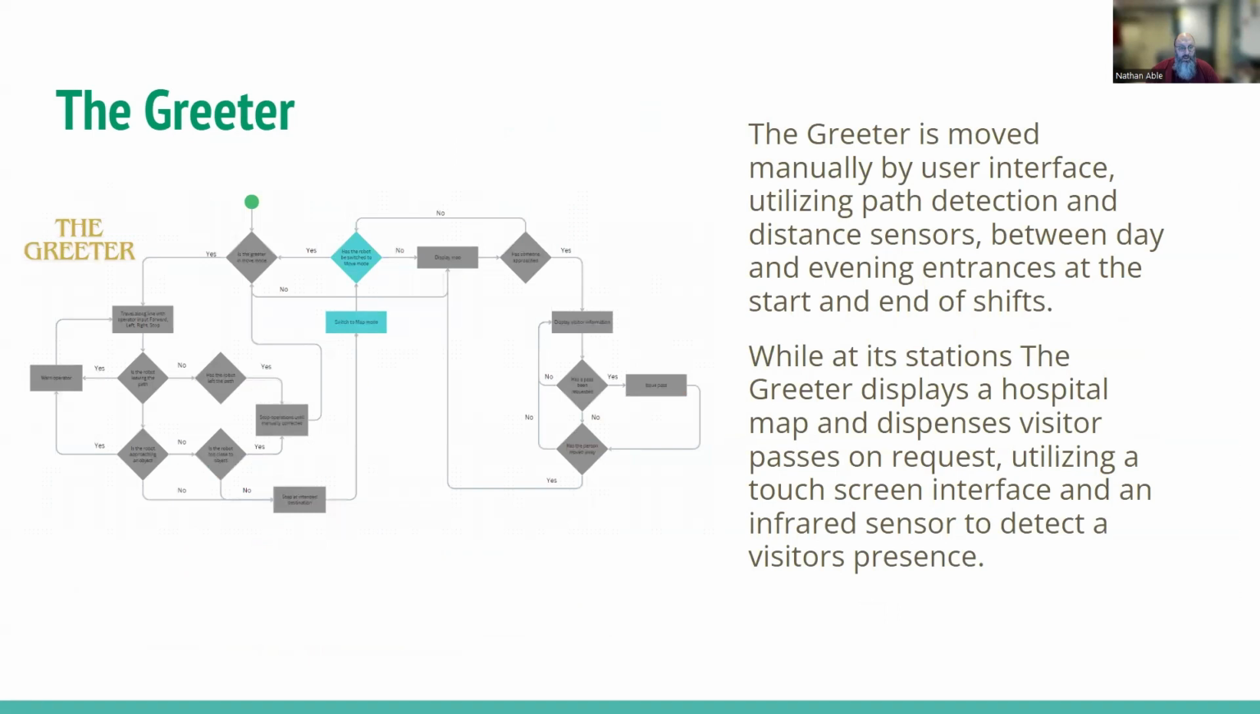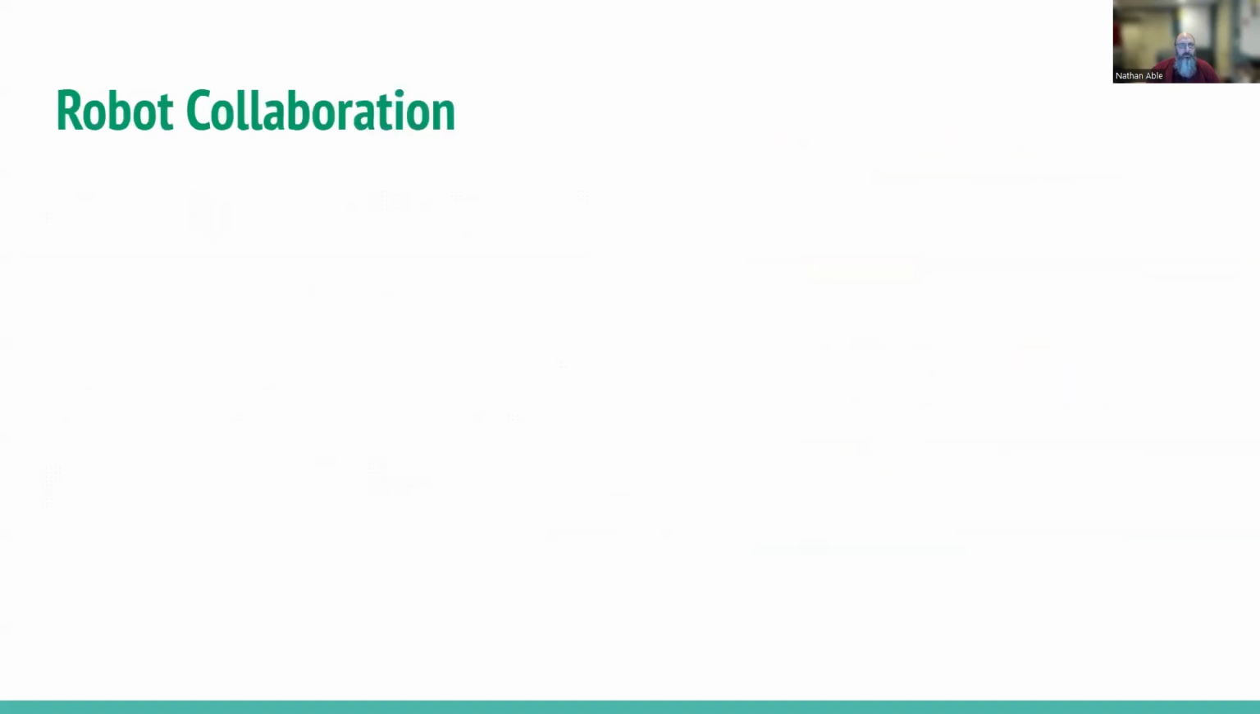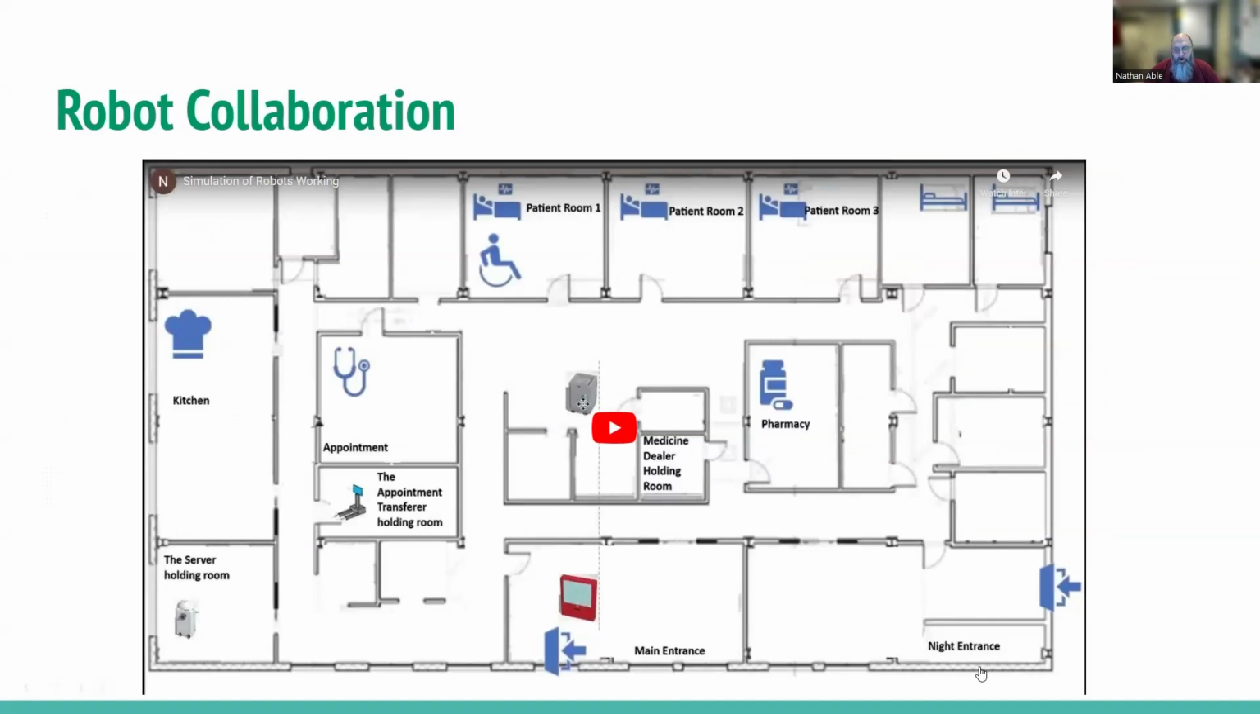The greeter uses a distance and light sensor and DC motors for movement, and uses a touch screen and infrared sensor and a servo motor for the visitor pass dispenser and visitor interaction. And this is our robot collaboration.